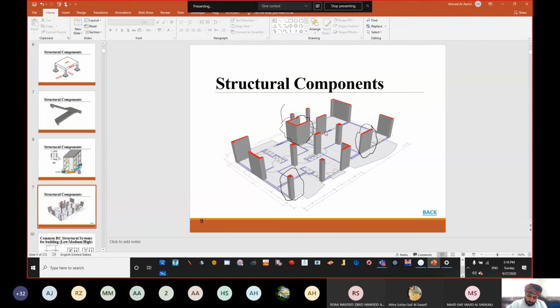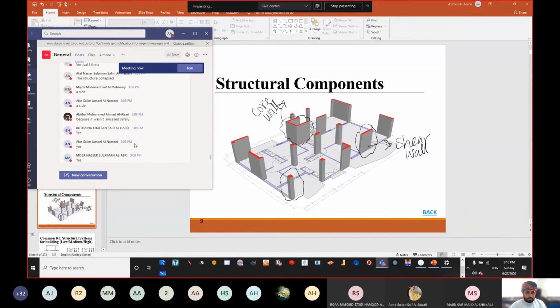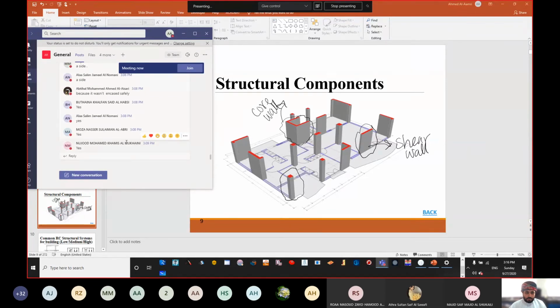Whatever we call these things, we call them a core wall. These are called core walls. This is called a shear wall, and this is called your regular column. Are you following me? Okay, so we have a core wall. We have a shear wall.